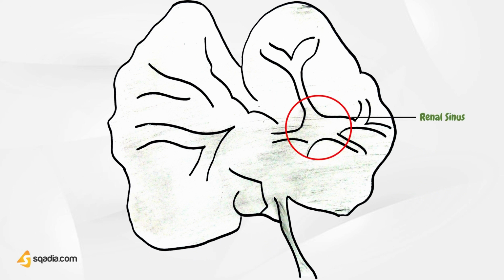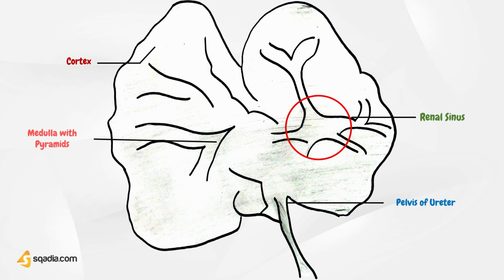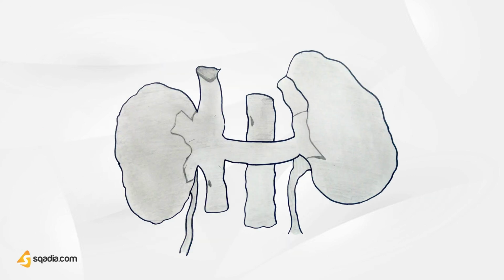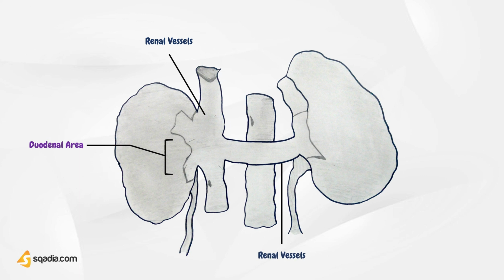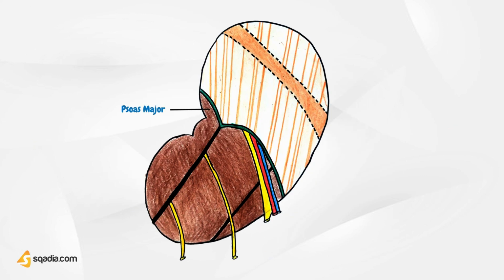In the renal sinus, branches of renal vessels lie both in front and behind it. This is cortex. This is medulla with pyramids. This is pelvis of ureter. This is ureter. Now, moving forward, outside the kidney, anteriorly on the right side, there are the renal vessels and the second part of the duodenum. On the left side, there are the renal vessels, the pancreas, and the jejunum. Posteriorly, there is Psoas major muscle.